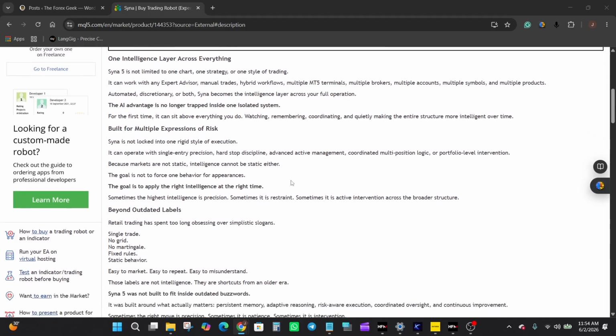There is also emphasis on flexibility in how it can be used. According to the description, traders can run it fully automated, manually, or in a hybrid setup as a kind of AI assistant across different trading workflows.